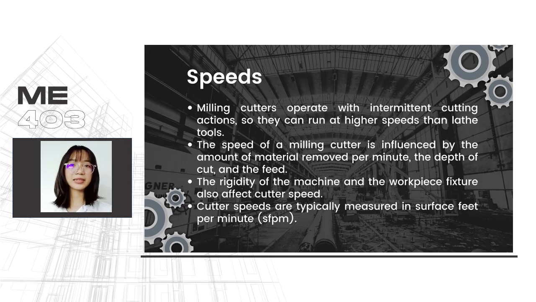The speed of a milling cutter is influenced by the amount of material removed per minute and the relationship between the depth of the cut and the feed. A shallower depth and higher feed allow for a faster speed compared to a deeper cut and a lower feed, although the material removed per minute may remain the same. Now, the rigidity of the machine and the workpiece fixture also affect the cutter speed.